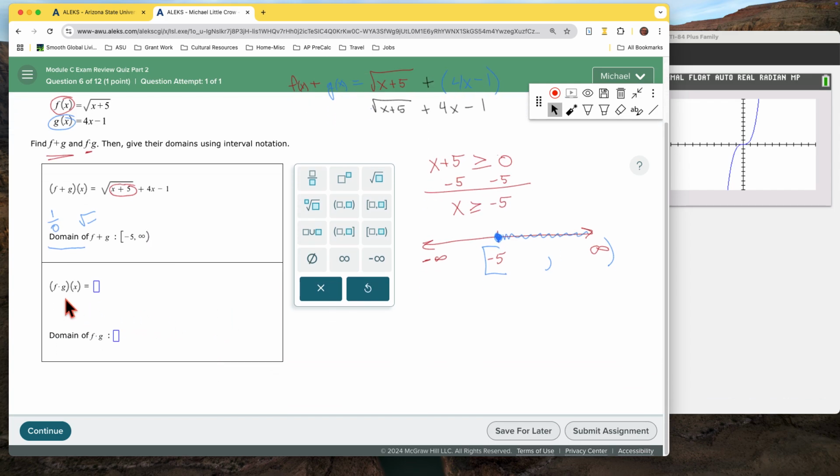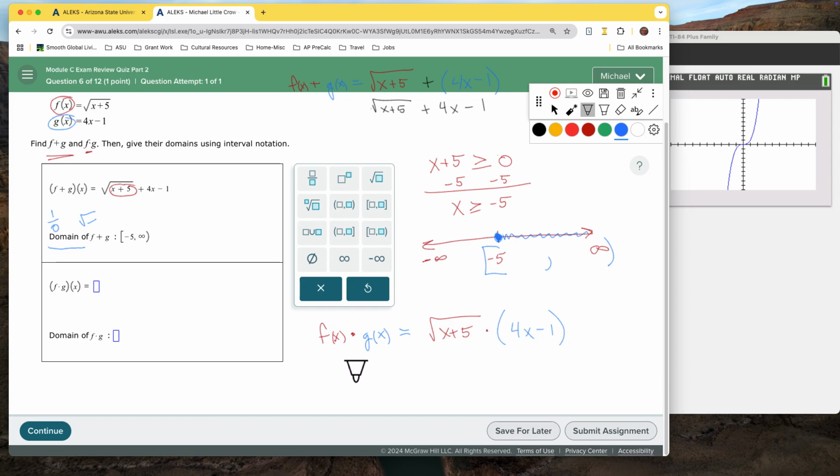We come into here now, f times g. So a little different way of combining it. We'll stick with f of x times g of x. So f of x is square root of x plus 5. We're going to multiply that times 4x minus 1. Now we can't do anything as far as foiling or anything, as x plus 5 is inside the radical, can't get it out. We just multiply. This is all there is to it.